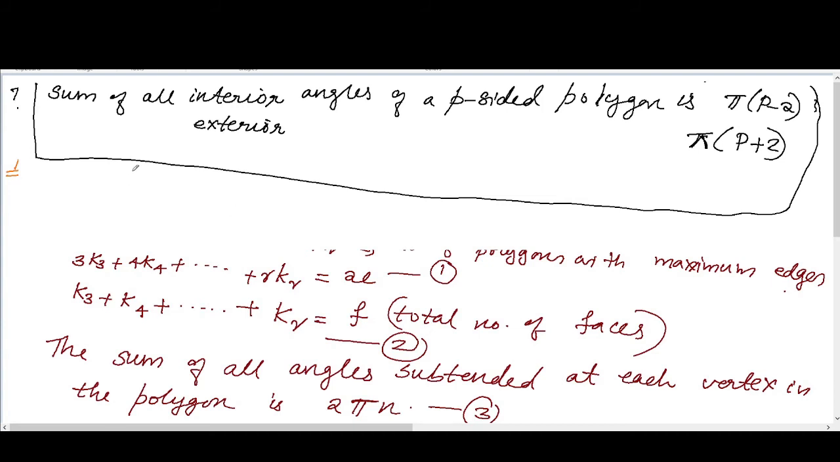So equation number 3 is the grand sum of all interior angles of f minus 1 finite regions. The total number of faces is f. Here each face represents a region. So there are a total of f minus 1 interior regions and 1 exterior region.